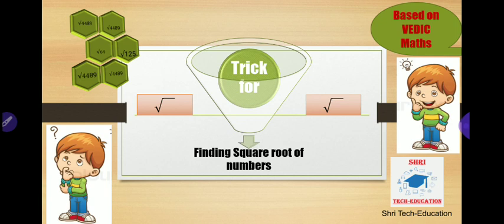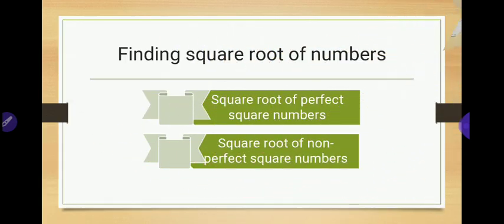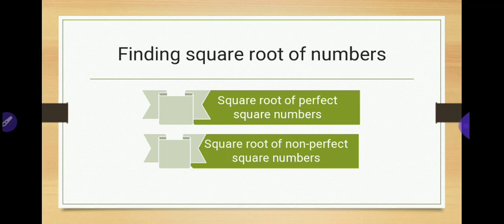In today's lecture we will study the trick for finding the square roots of a number by Vedic maths method. So let us start. Finding the square root of a number is divided into two different groups, that is finding the square root of a perfect square number and finding the square root of a non-perfect square number. If you want to find the square root of a perfect square number, one different method is there, and if you want to find out the square root of a non-perfect number, a different method is there.